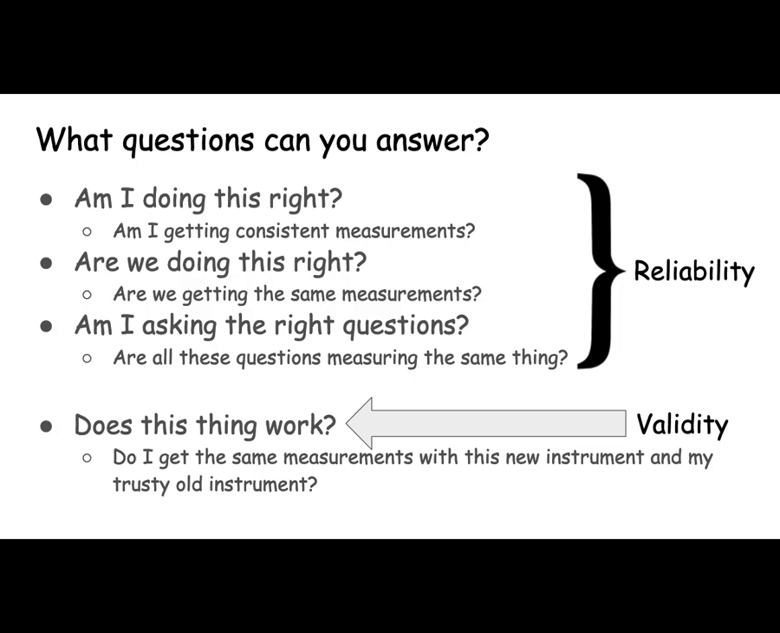The kinds of questions you can use reliability and validity constructs to answer are things like, am I doing this right? Am I getting consistent measurements with this outcome measure? Are we doing this right? If we have 3 or 4 clinicians, are they all getting similar results with the outcome measure? Are you asking the right questions? Are all the questions in your survey measuring the same thing? And does this work? Is the measure actually measuring what you think it's measuring?